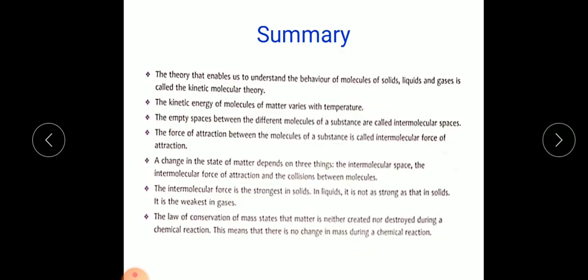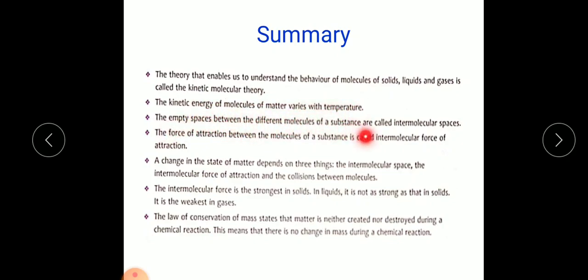Now we have completed our chapter. Once again, just to help you remember what you have studied in this chapter: first we discussed the kinetic molecular theory, the theory that enables us to understand the behavior of molecules in solids, liquids, and gases. Then we came to know about kinetic energy, which is the energy possessed by virtue of the motion of molecules. The kinetic energy of molecules of matter varies with temperature.